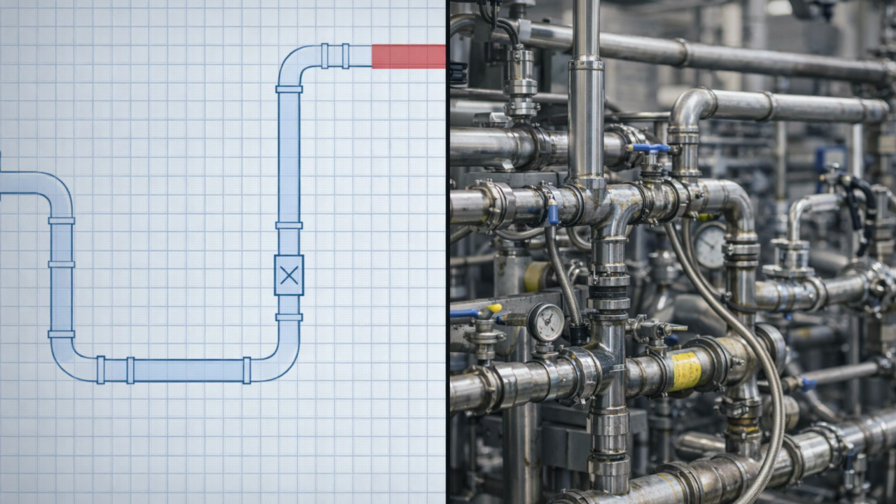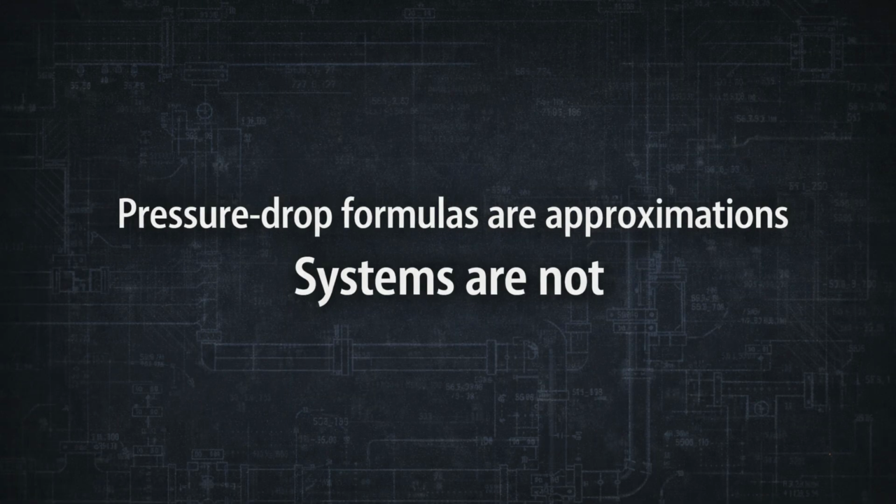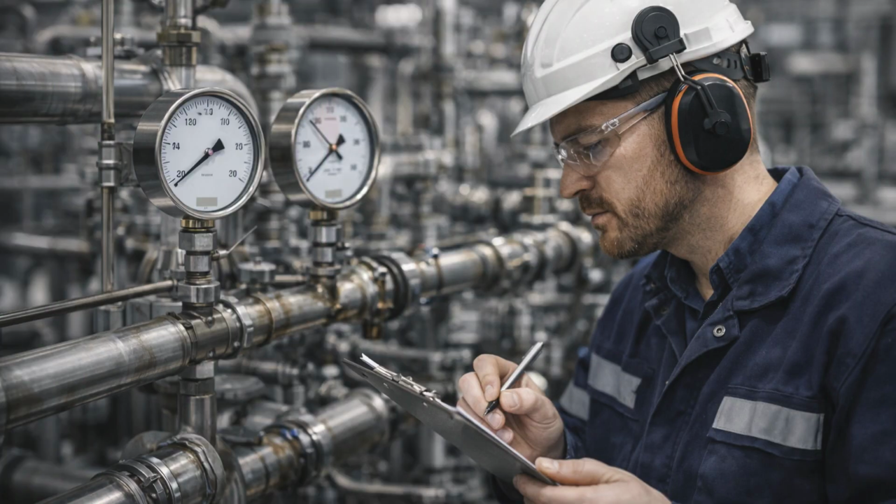So when engineers say losses are much higher on site, they are not admitting a calculation mistake. They are observing reality. Here is the unfiltered truth. Pressure drop formulas are approximations. Systems are not. Good engineers don't blindly trust calculations. They question assumptions. They measure pressure drop on site. They leave margins. They design for reality, not spreadsheets.